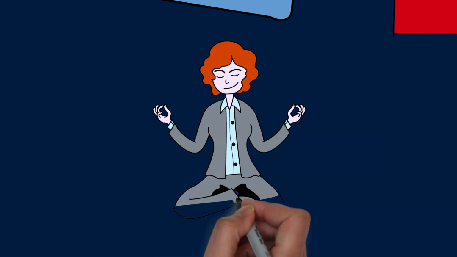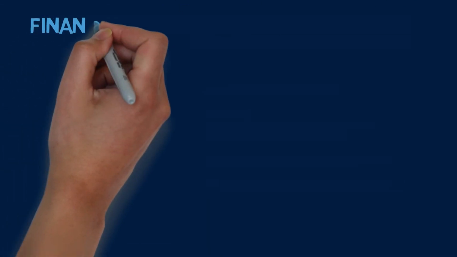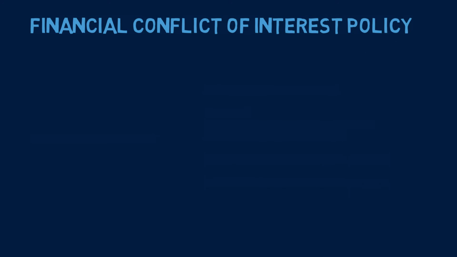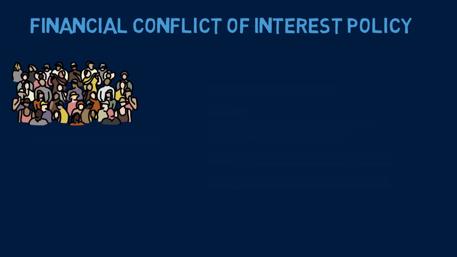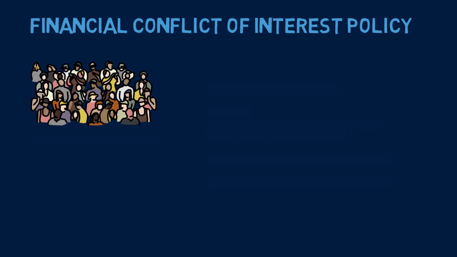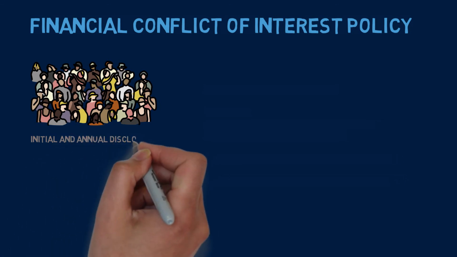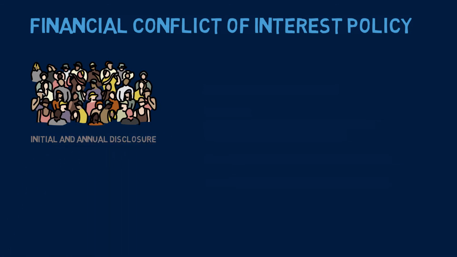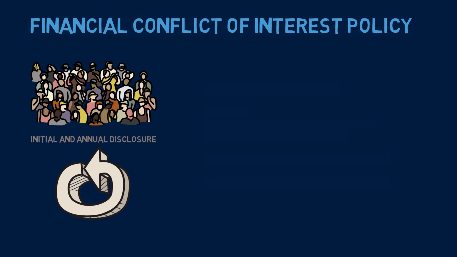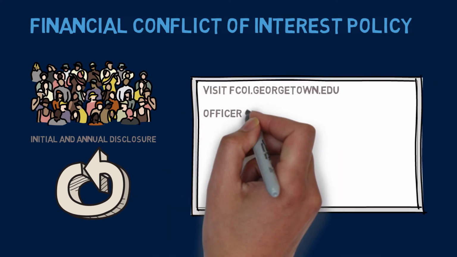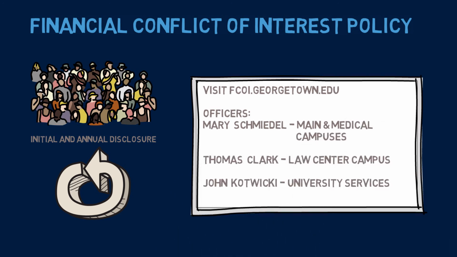The university's financial conflict of interest policy applies to you and all other employees at Georgetown. The policy focuses on financial interests that may affect or appear to affect your objectivity, and it requires that most employees make a disclosure when they begin working at Georgetown and then at least 1 year after that, updating disclosures when necessary. For more information, visit the FCOI policy website at fcoi.georgetown.edu or talk to your campus conflict of interest officer.